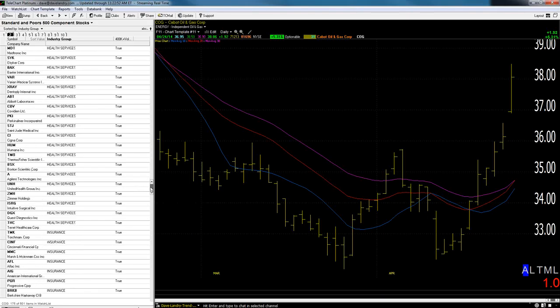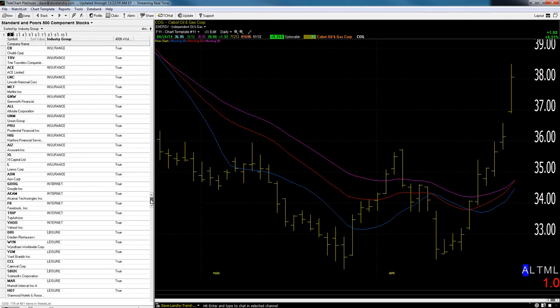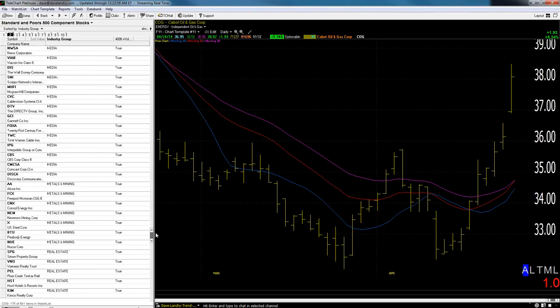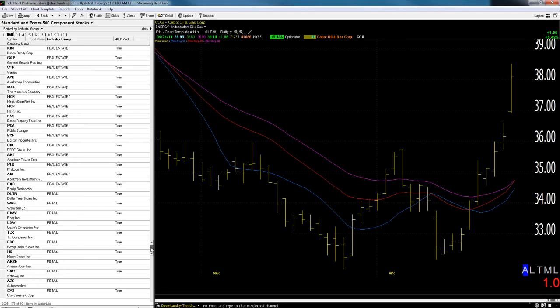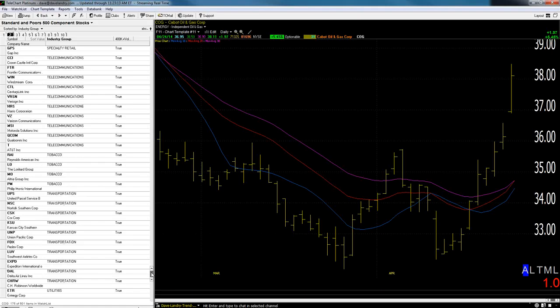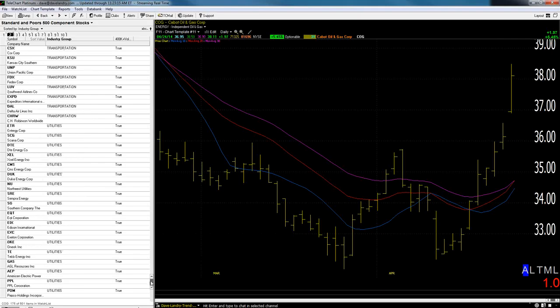Now, notice that when you get to food and beverage, look how many food and beverages you have in here, okay? A couple of health services. I wouldn't get too excited about that because health services can trade contra to the overall market. But for the most part, you've got a couple of commodity-related stocks in here. You've got a whole bunch of defensive-related stocks. And then you've got a few REITs that are making up this list, okay?